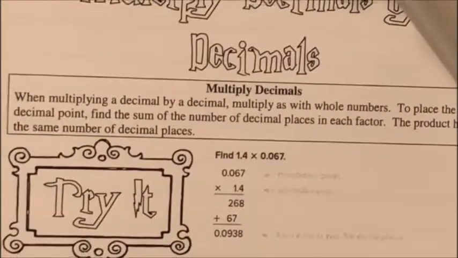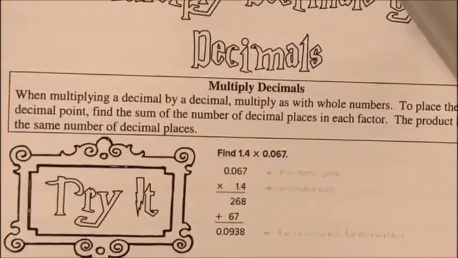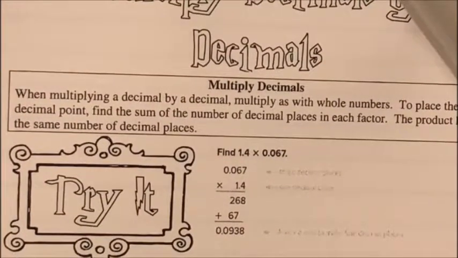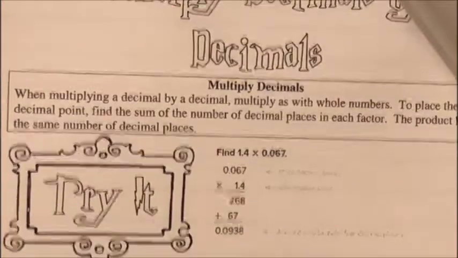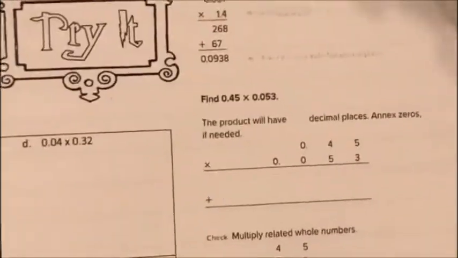So the second portion of this lesson is multiply decimals. So when multiplying a decimal by a decimal, I multiply as with whole numbers. To place the decimal point, I find the sum of the number of decimal places in each factor. The product has the same number of decimal places. Okay? So that's just a review. There's a couple more examples I want to look at.